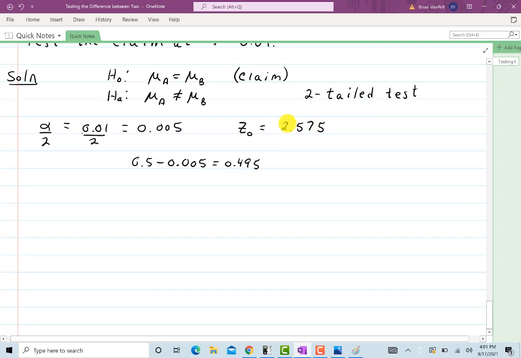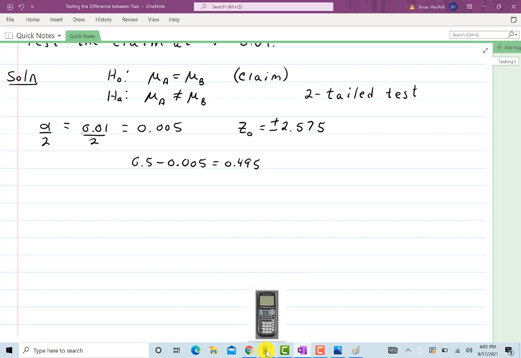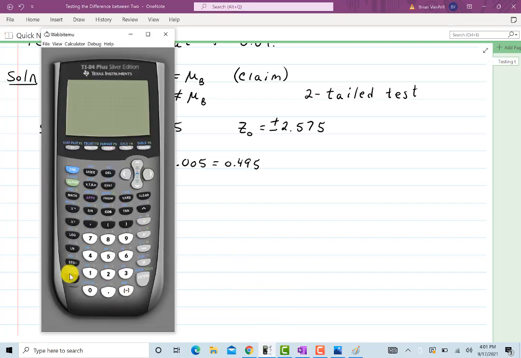And remember, since it's a two-tailed test, you can do plus and minus. If, on the other hand, you wanted to use your calculator to come up with at least one of these numbers, you have to still think and use a positive and negative. But you may not have to. Let's go back to our table and see if we can remember how to do this.